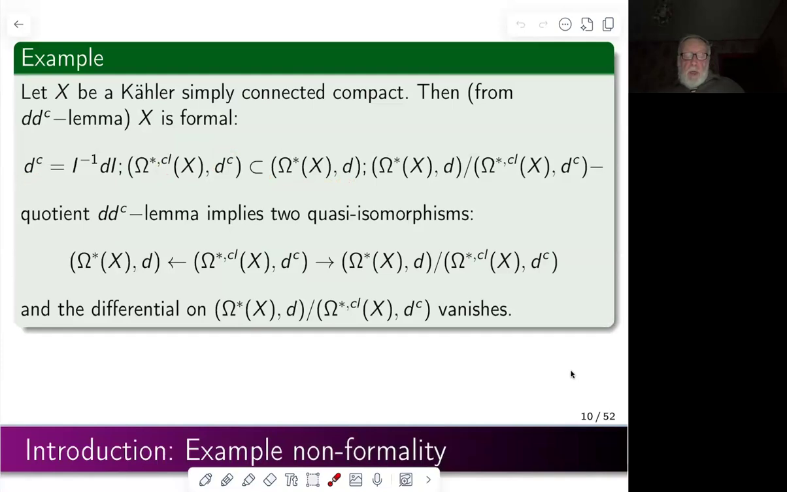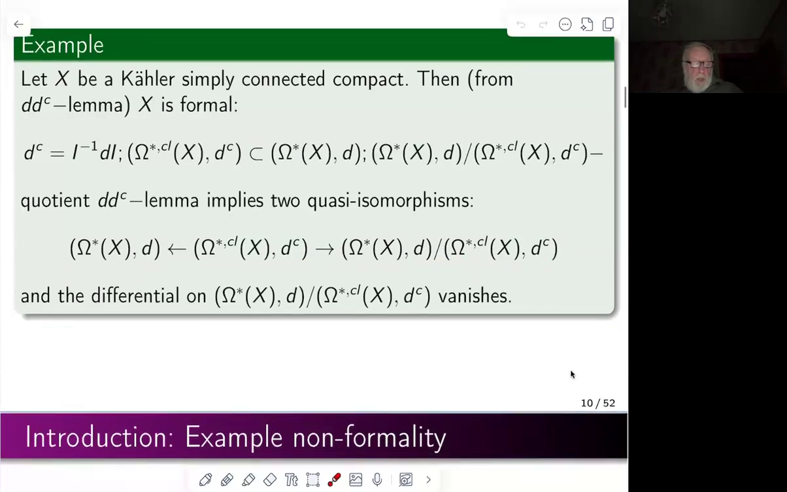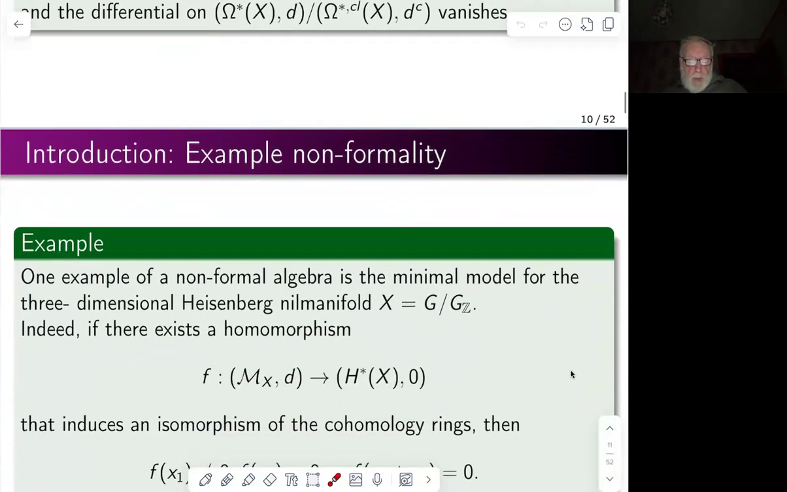And then we can take the quotient, and the ddc lemma implies that there are two quasi-isomorphisms. This subcomplex with d^c is quasi-isomorphic to the de Rham complex and to this quotient. And so it means that we consider this quotient with trivial vanishing differential. So these two quasi-isomorphisms say that this Kähler simply connected compact manifold is formal.